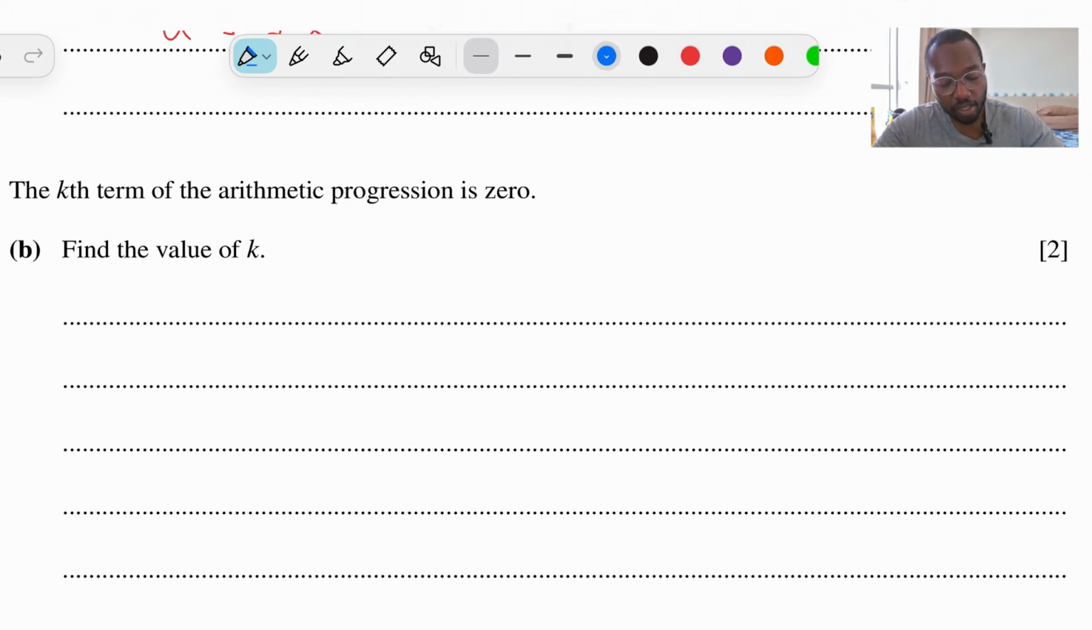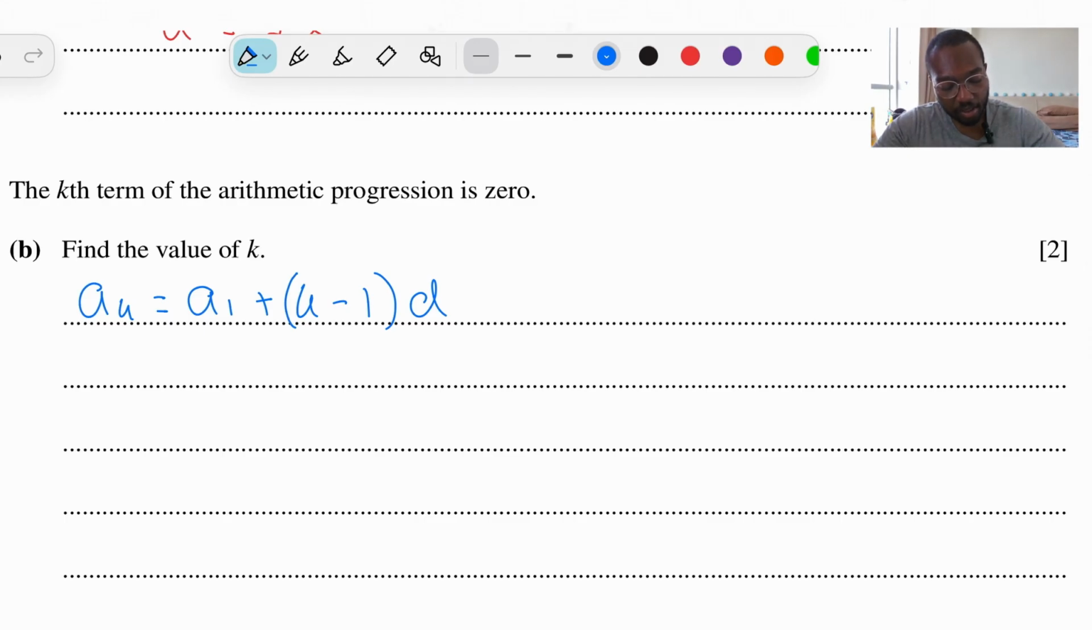So to find the value of k, if it's the kth term, the equation for that would be a_k is equal to a_1 plus (k minus 1)d. That's the equation for finding a term. Now, in our case, what would that look like?